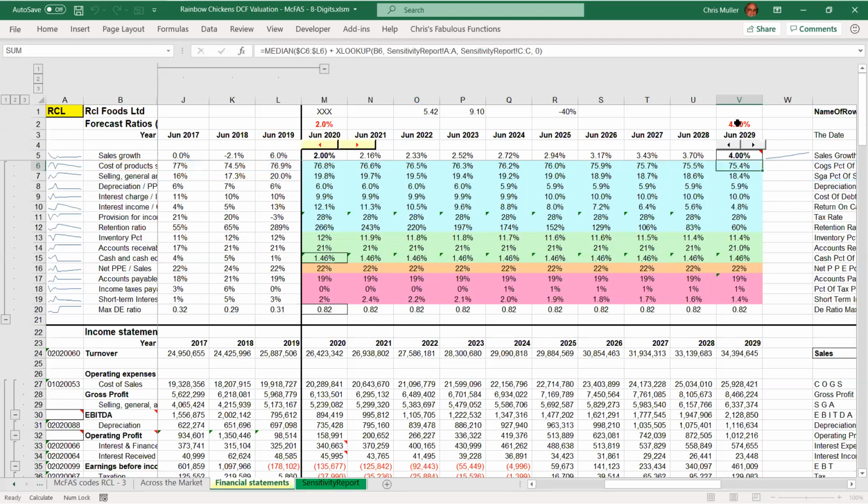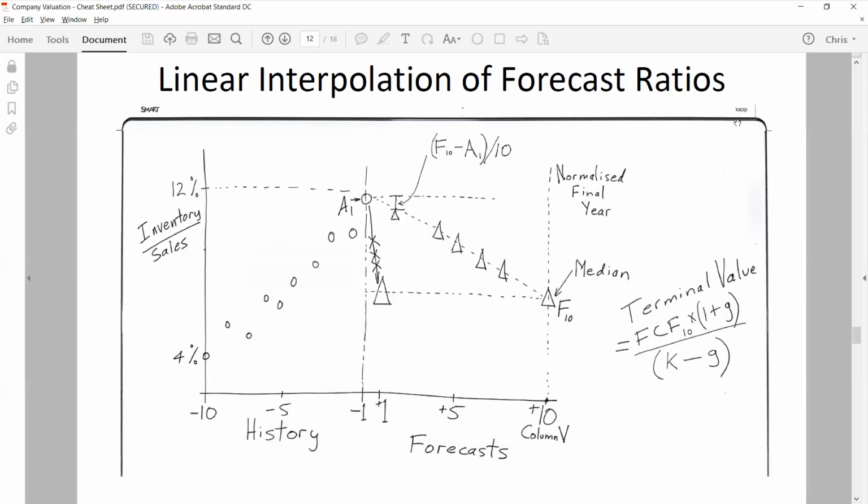So let me show you a picture, first of all, of what we try and achieve here. This is a blackboard drawing that I drew, and it's broken up, down the middle here, this is historic, and these are forecasts. And I'm busy talking about some ratio, inventory over sales, for example. And look what's happened. In the past, minus 10 years ago, it was like 4%, but things have been getting worse and worse. And right now we're on 12% of our sales that's in inventory.